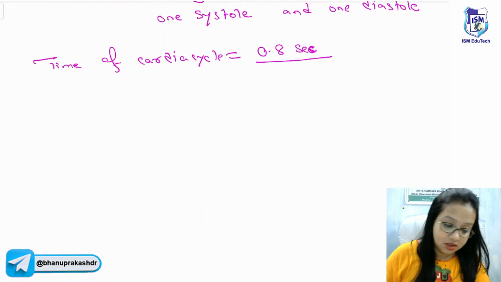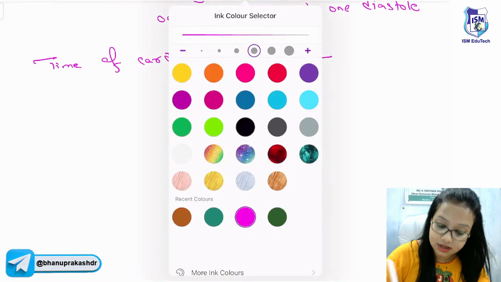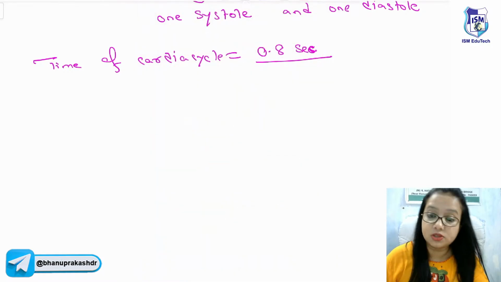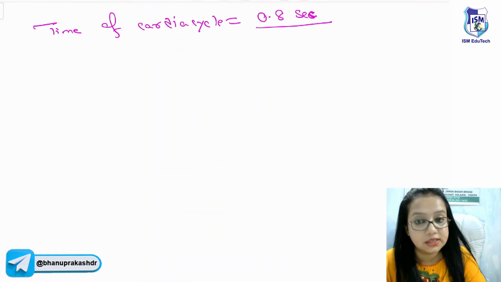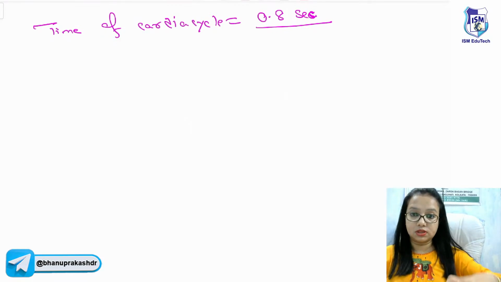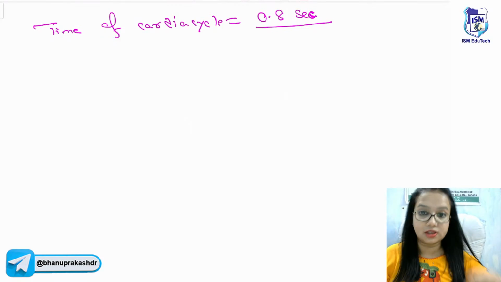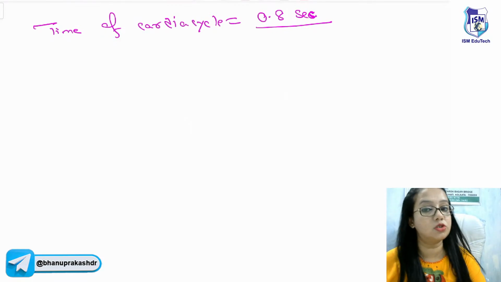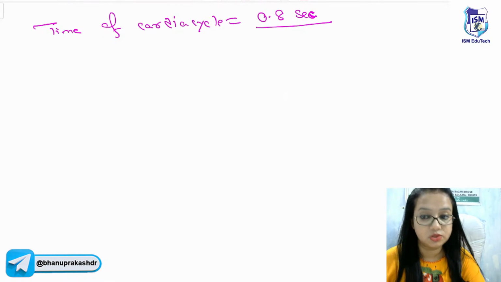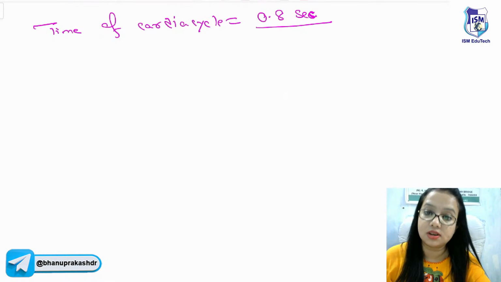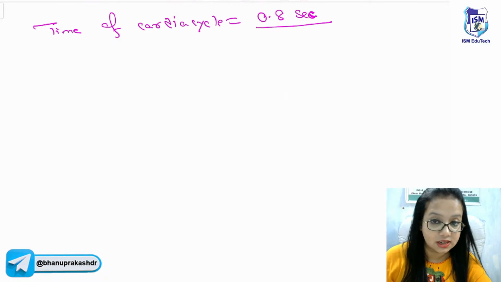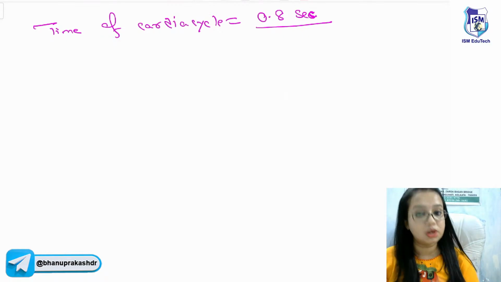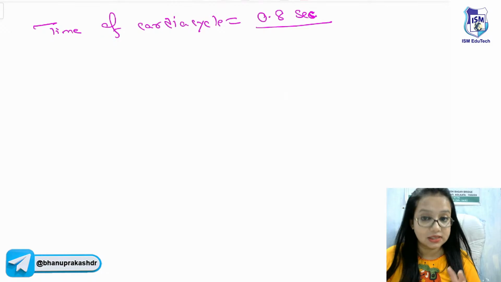Now, systole and diastole happen in both the atria and the ventricles. Both the atria are contracting, undergoing systole, and the ventricles are also contracting, undergoing systole. Similarly, the atria undergo relaxation, that is diastole, and the ventricles also undergo relaxation, that is diastole.